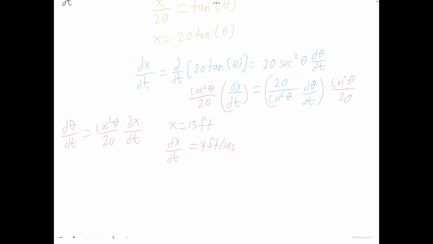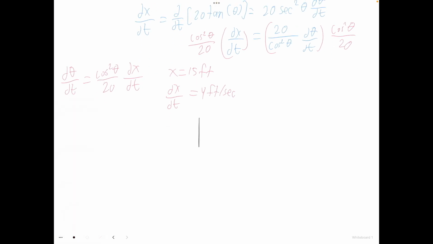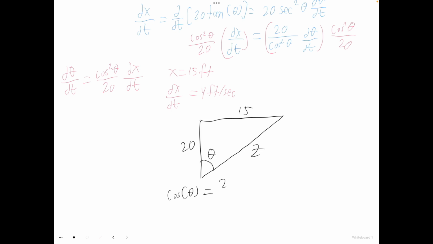So what we want to do is figure out what cosine of theta is when x is 15. So drawing our triangle. When x is 15, this side is always 20, and we've got this side over here, which I'll call z, and theta is this angle right here, and so we want to figure out what cosine of theta is. Well, cosine of theta is the adjacent side, which is 20, divided by the hypotenuse, which is z. So we need to figure out what z is in this formula.